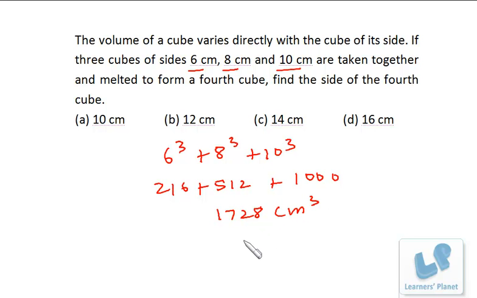That means its side will be the cube root of this. As it is given over here, the volume of a cube varies directly with the cube of its side. So side will be the cube root of volume, that is cube root of 1728, that is 12 centimeter.